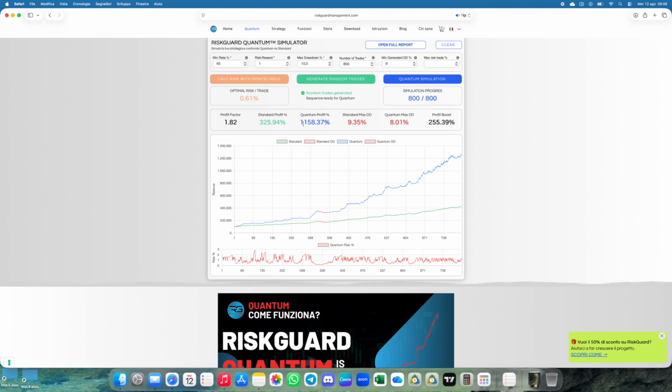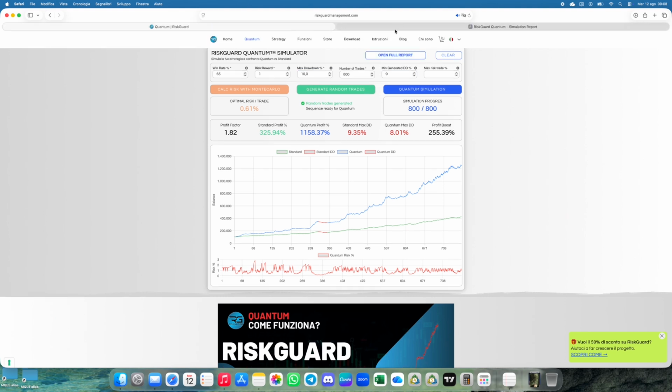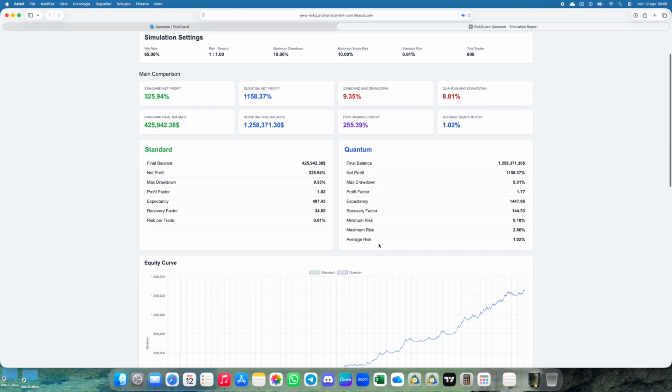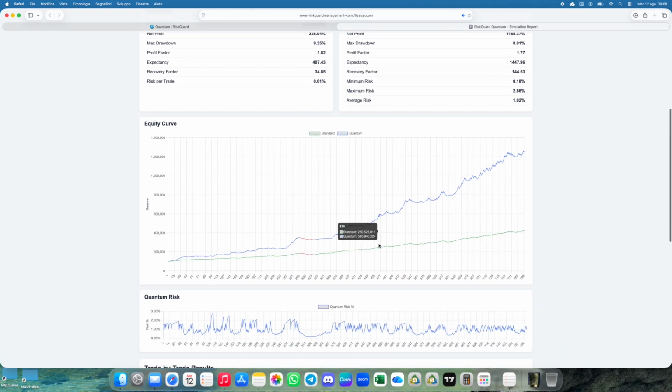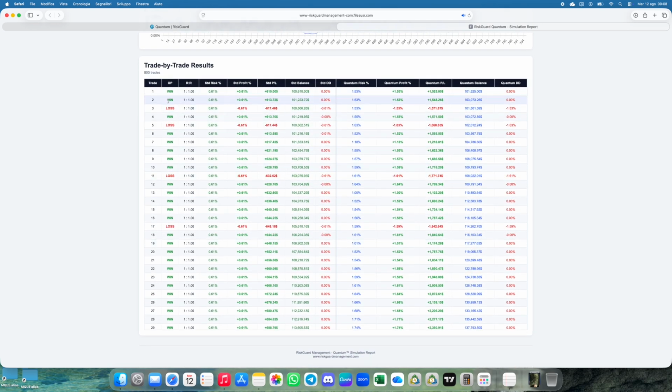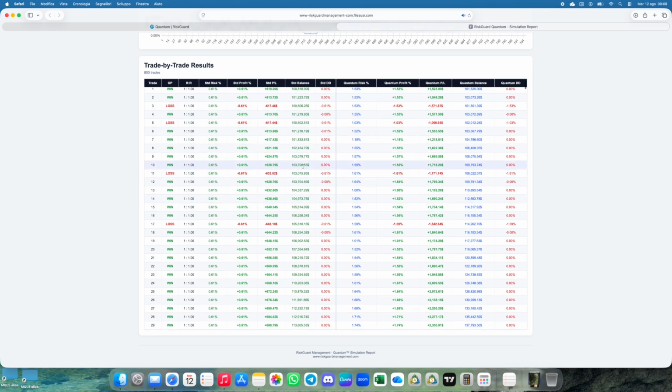The objective is to maximize the profit potential of your strategy by dynamically adjusting the risk before each trade, while always using the maximum drawdown you are willing to accept as the main reference. Once the simulation is complete, you can also view a detailed report of every single trade. This allows you to verify for yourself that the comparison is performed using the exact same trades, in the exact same order. The only difference between the two simulations is the risk management.